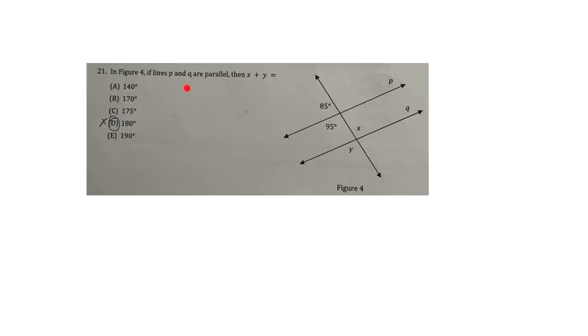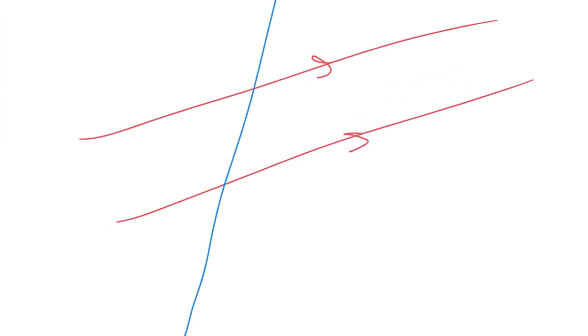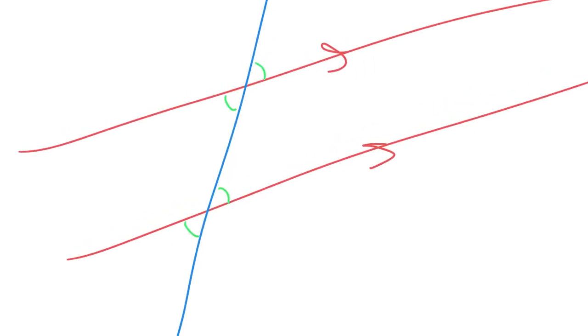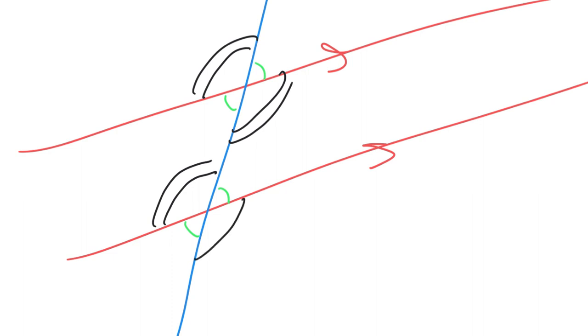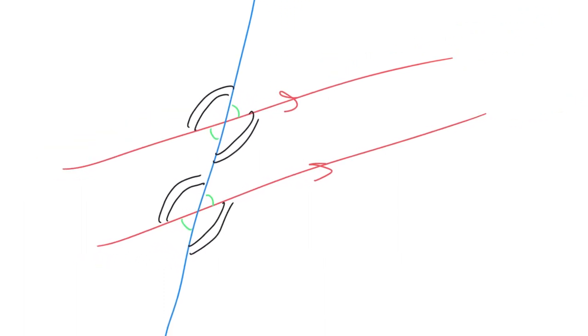Okay, in figure 4, if lines P and Q are parallel, then X plus Y is... okay, so anytime you have parallel lines like this, first of all, parallel lines means they're like train tracks and they don't intersect. And then you have some obnoxious thing going across. You sort of form 4 small angles, those sharp angles, and you also form 4 kind of big, they call them obtuse angles, okay? So you form 4 big angles too.